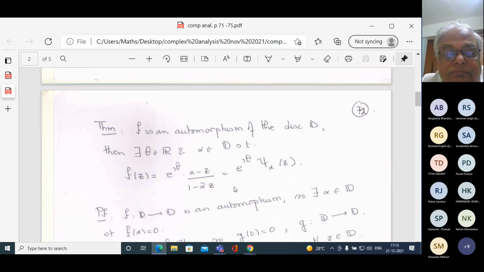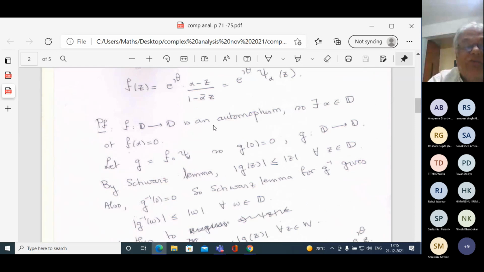Why? So you have an automorphism and therefore there exists an alpha for which f of alpha is equal to 0. It must be bijective, so 0 is in the image. There exists an alpha such that f of alpha is 0. Take G equal to f composed with psi alpha. Psi alpha is an automorphism, f is an automorphism, the composition is an automorphism, and evaluated at 0, psi alpha of 0 is alpha, f of alpha is 0, so G of 0 is 0, and G maps D to D.